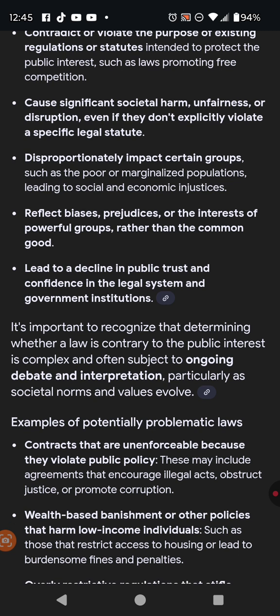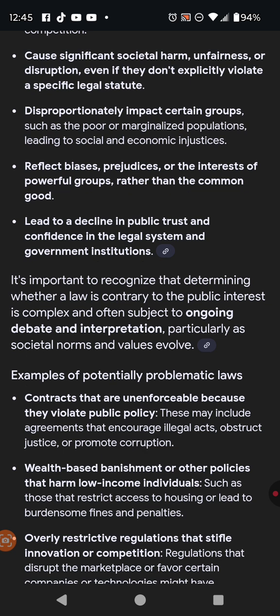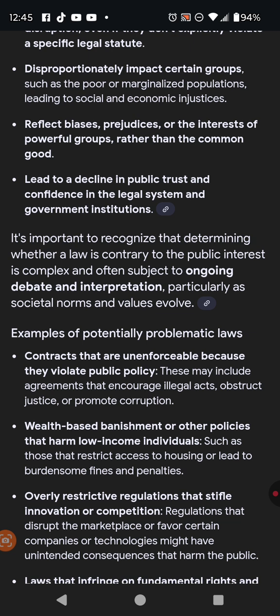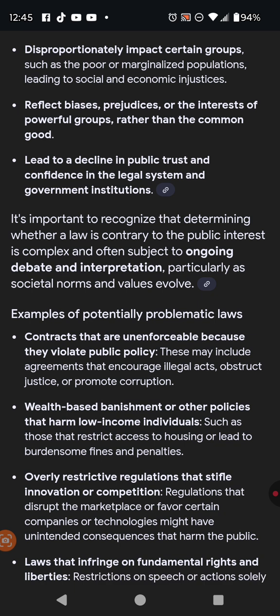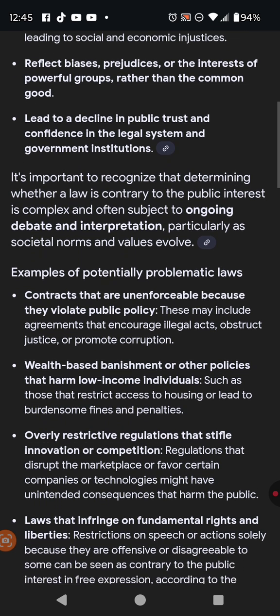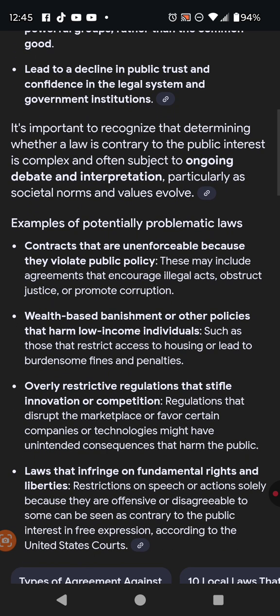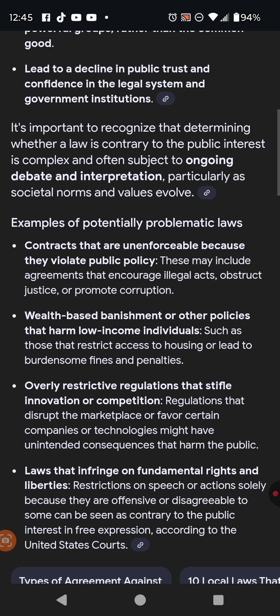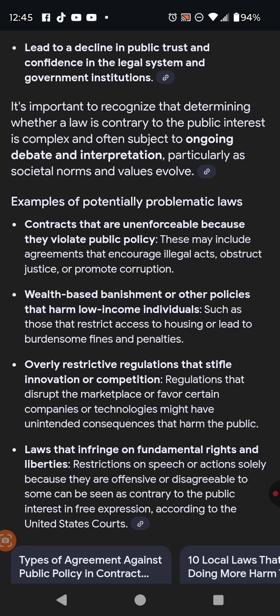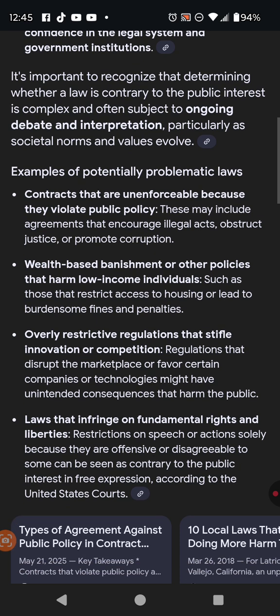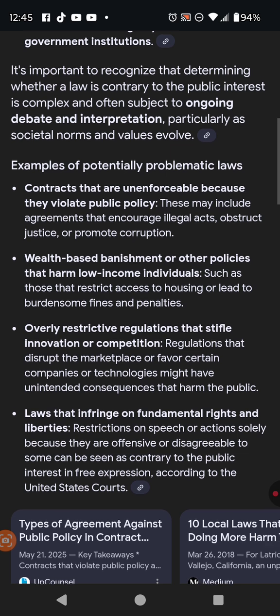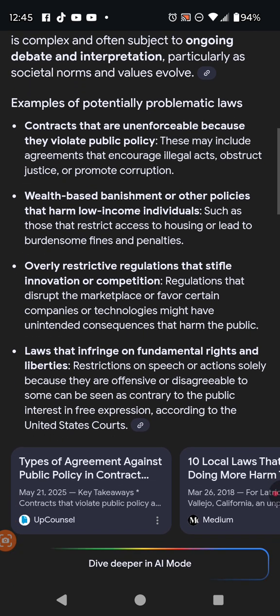cause significant social harm, unfairness, or disruption, even though they don't explicitly violate a specific legal statute, disproportionately impact certain groups, such as poor or marginalized populations, leading to social and economic injustices, reflect biases, prejudice, and the interests of powerful groups rather than common good, lead to a decline in the public trust and confidence in the legal system and the government institutions. It is important to recognize that determining whether a law is contrary to the public interest is complex and often subject to ongoing debate and interpretation, particularly as social norms and values evolve.